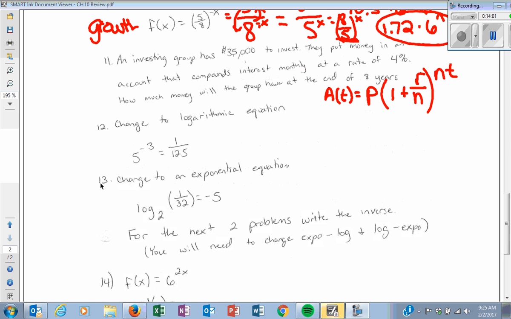My principal is going to be, this is P. My interest rate is going to be, that's R. My compound monthly means that it's 12 times a year. That's my N. And 8 years is my T. So I just plug all that in. Equals 35,000. Is it just 35,000? Sorry. 35,000. 1 plus, change this to a decimal, 0.04, divided by, how many times is monthly? 12. To the 12 times 8.